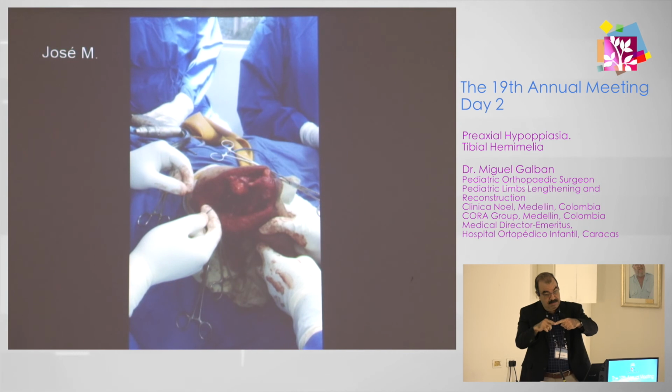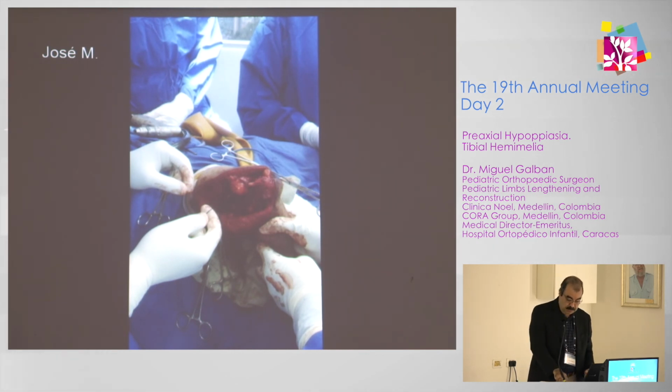Well, I'm showing here what I did. I did a shortening of the femur. I create a new knee with the ligament, with the tendon of the biceps that is in the fibula. I create a kind of cruciate ligament. I put it through the epiphysis. And the biceps and the other muscles, I put in the front part to reinforce the quadriceps.